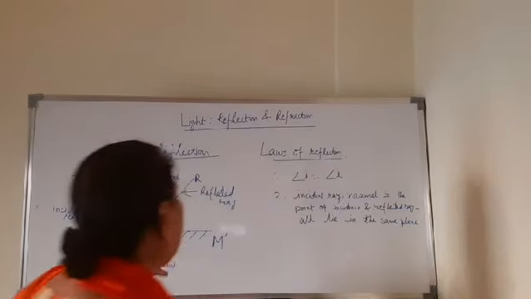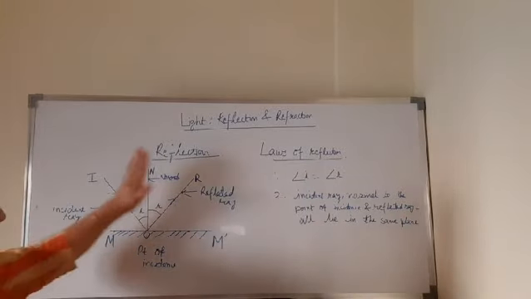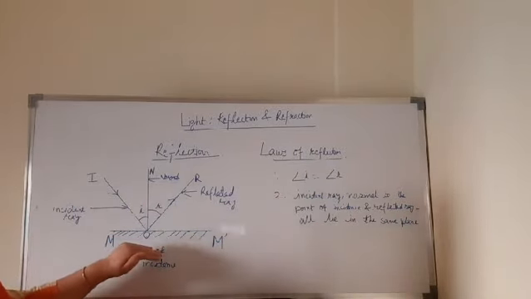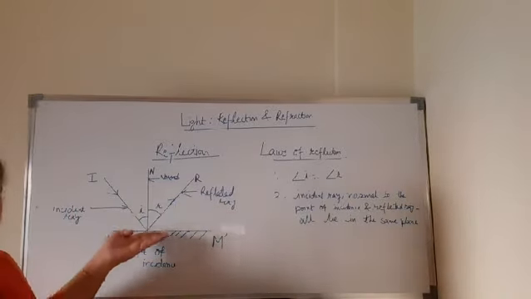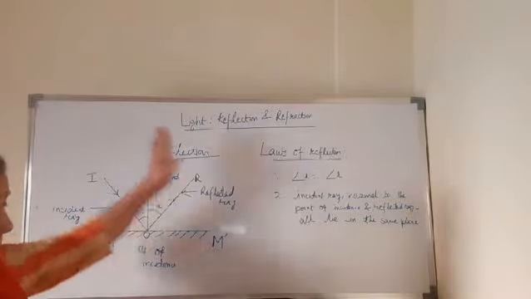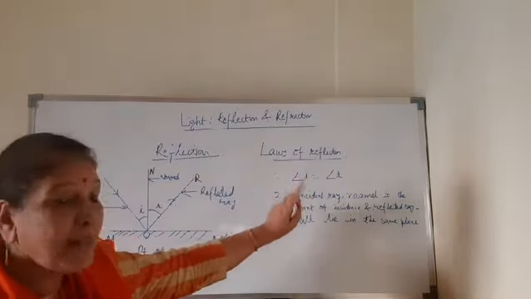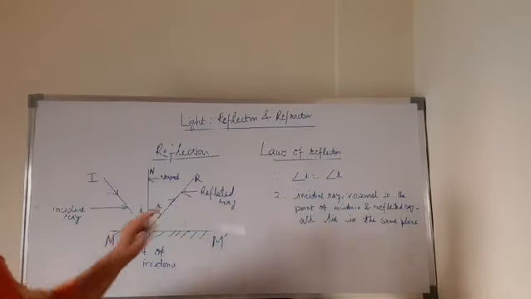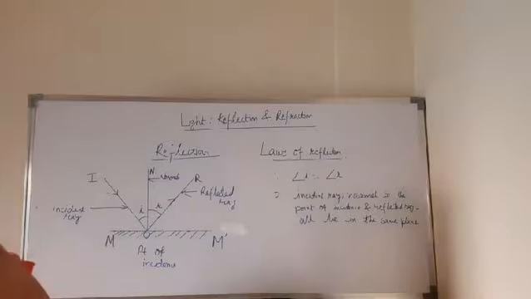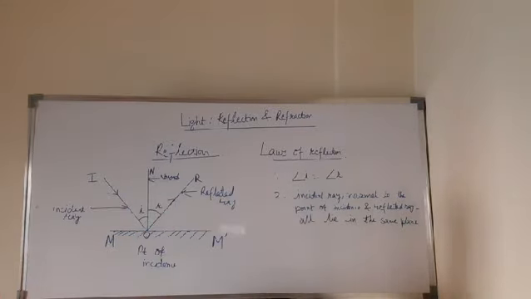What does it mean? See, this is the plane of the whiteboard on which I am drawing this ray diagram. So the incident ray, normal and reflected ray, obviously they all lie in the same plane. So the second law says that the incident ray, normal to the point of incidence and reflected ray, they all lie in the same plane. So these two are the laws of reflection.